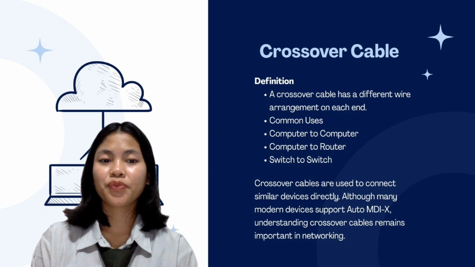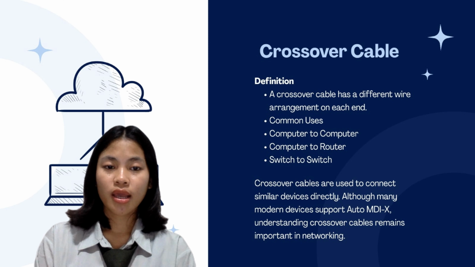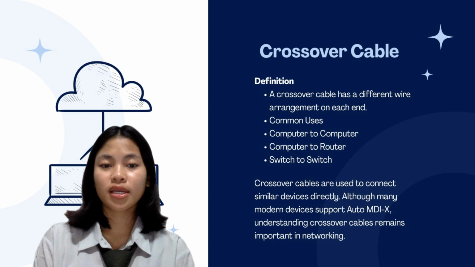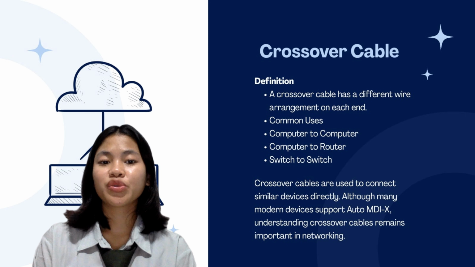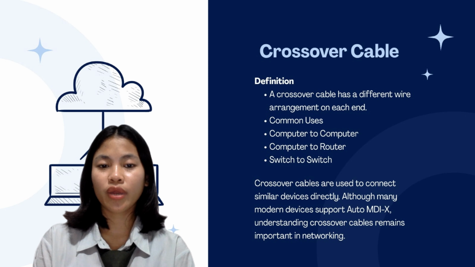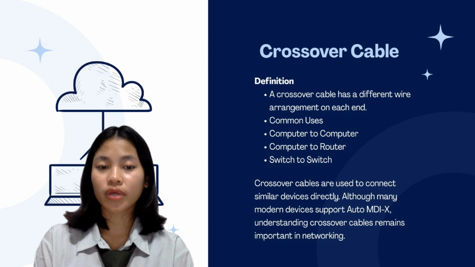Next, crossover cable. Definition: a crossover cable has a different wire arrangement on each end. Common uses: computer to computer, computer to router, and switch to switch. Crossover cables are used to connect similar devices directly, although many modern devices support auto MDI-X. Understanding crossover cables remains important in networking.